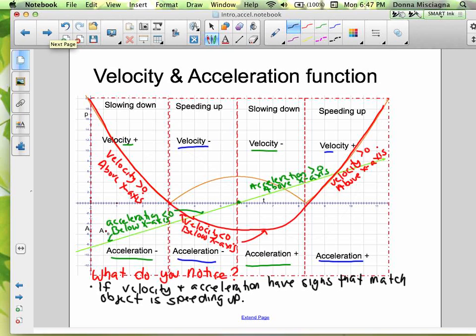Notice in the beginning, our velocity is positive and the acceleration is negative. So we're moving in a positive direction, but the acceleration is negative. So our object is going to be slowing down. Same thing when the velocity is negative but the acceleration is positive. So if the signs are different, the object is slowing down.